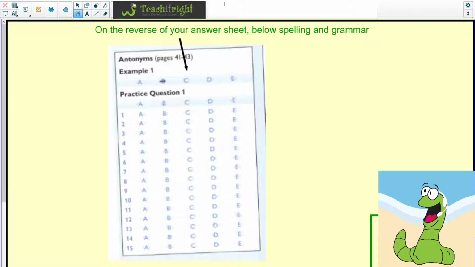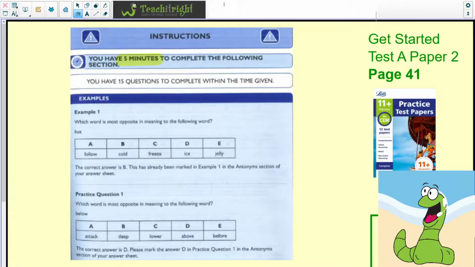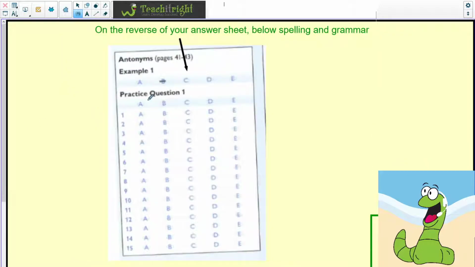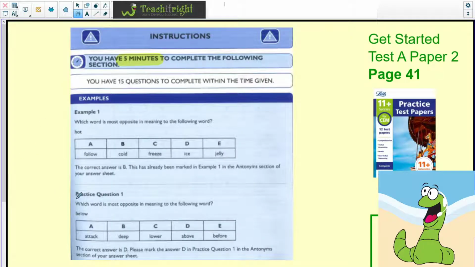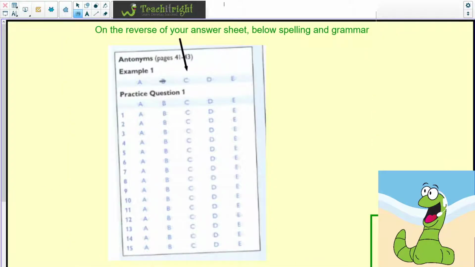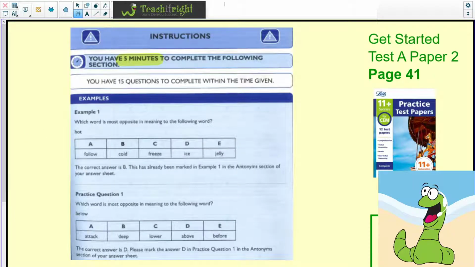Okay, let's have a look at what we've got to do with the antonyms. So the antonyms you will find on page 41, and you're looking for one word that is the opposite to the word that you've got at the top. So example 1 here, we've got hot and cold. That's been demarcated already as B. But you need to mark down practice question 1, and what's the opposite of below? These are always a lot easier, aren't they? Above. So if we go to our sheet, we need to mark that down, practice question 1, as D.